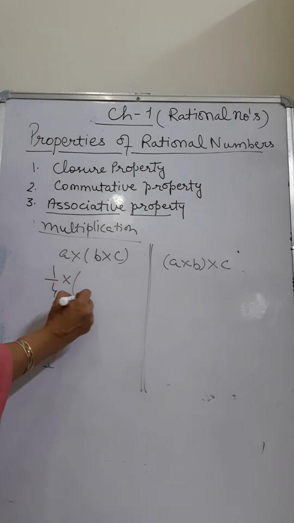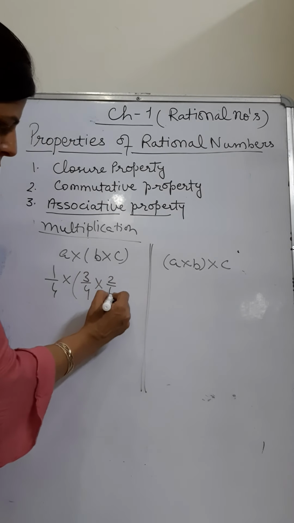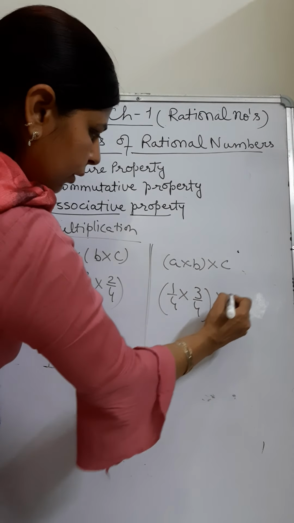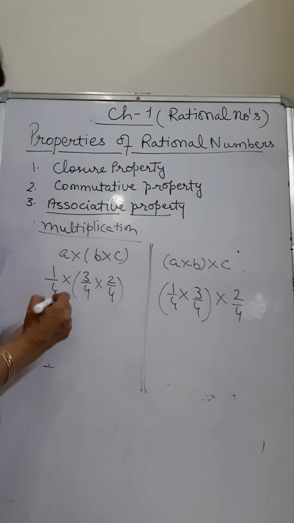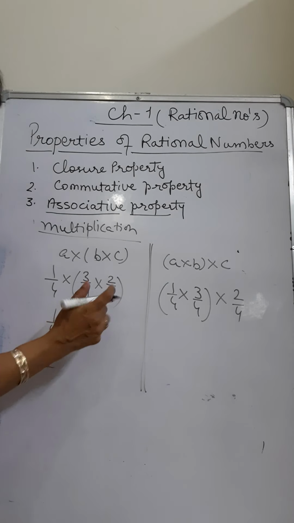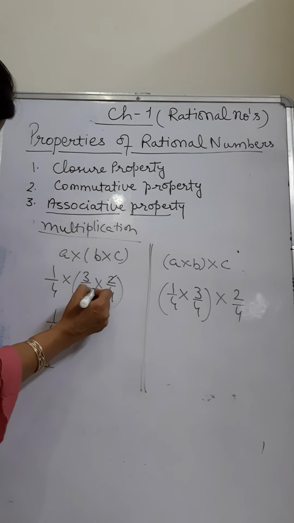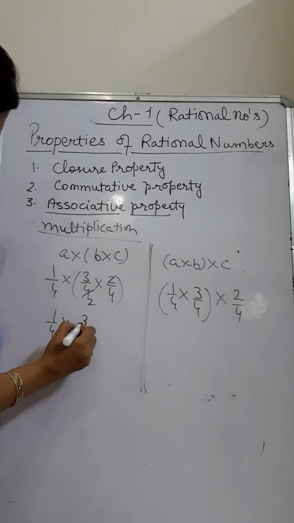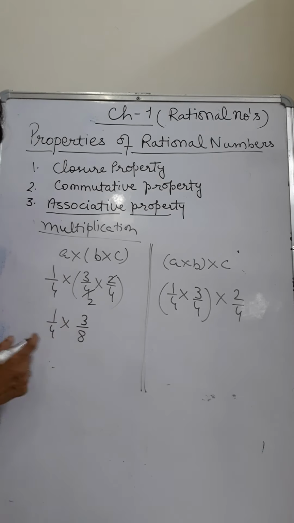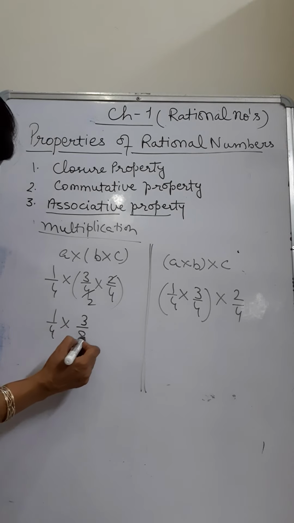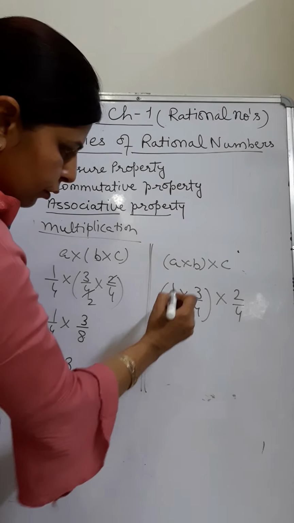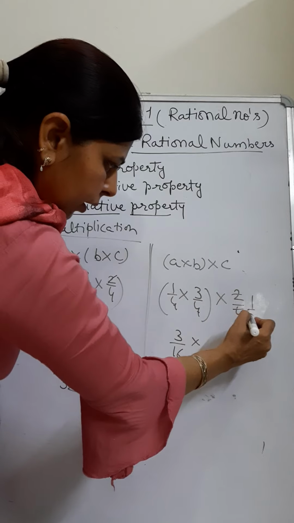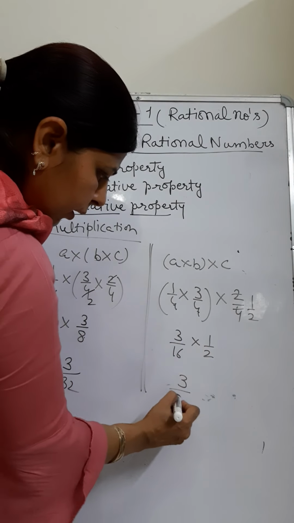A is 1 by 4, B is 3 by 4, C is 2 by 4. This I took. You can take any rational numbers. Now first of all solve the bracket. In the bracket, do the cutting if possible. Cutting is possible. Now the result will be 3 by 8 here, and when you solve this, 8 4s are 32. And here if I solve this, 3 by 16, 2 by 4 means by cutting it will be 1 by 2, and here again 3 by 32.